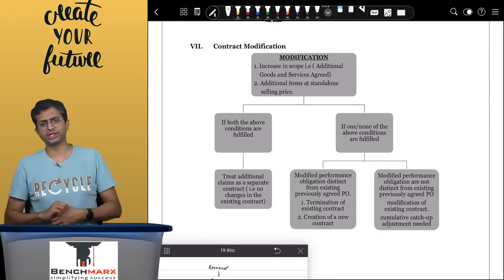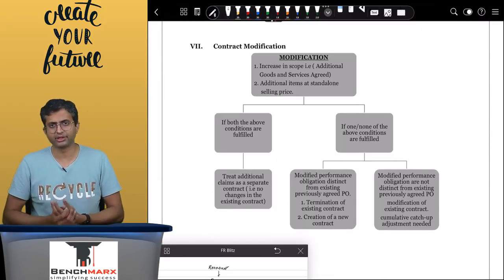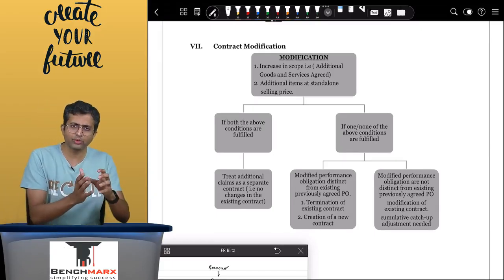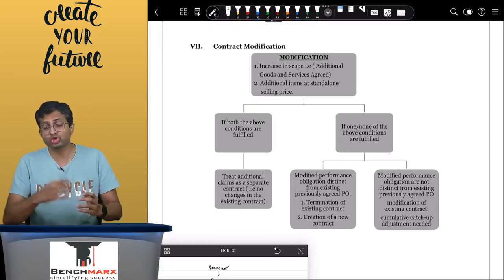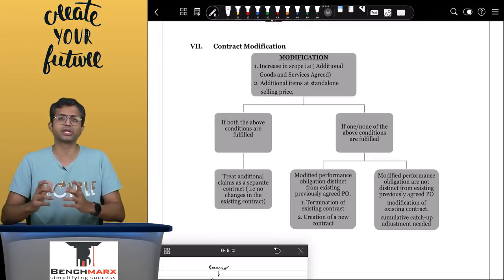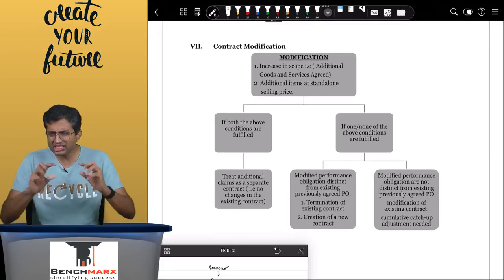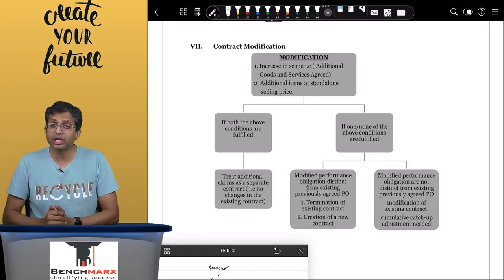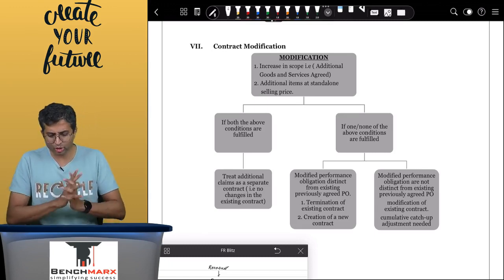When can we say that the contract is modified? And should you account for that as a separate contract, or should you account for this as modification of the existing contract? Now this is fairly confusing and tricky as well. So when we are looking at contract modification, there are 2 things to be seen.